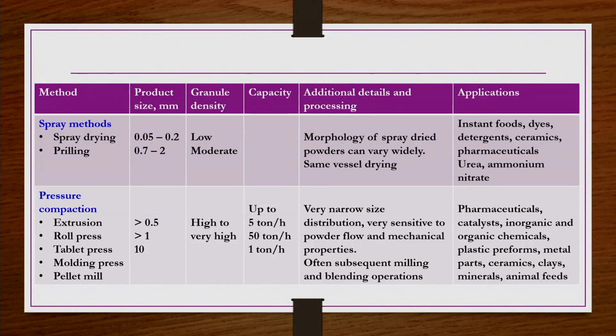So they are very specific in size, and one can get a very narrow size distribution, and they are very sensitive to powder flow and mechanical properties. Often subsequent milling and blending operations are required after this kind of pressure compaction process. Applications: pharmaceuticals, catalysts, inorganic and organic chemicals production, plastic preforms, metal parts, ceramics, clays, minerals, and animal feeds are some of the applications where we find the usage of pressure compaction.